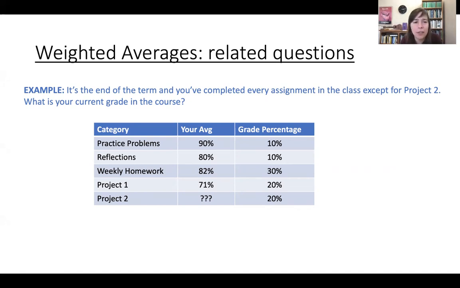So let's do that kind of calculation, but where we're assuming you've done everything except the final project. I'm going to say, all right, what's the current grade? Well, the key is to realize that right now you've completed how much of the course? You've completed 80% of the course. And so now when you calculate your current grade, you're saying, I got 90% out of the 10%, 80% of this 10%. Ah, whoops, these numbers are wrong. Dang it.